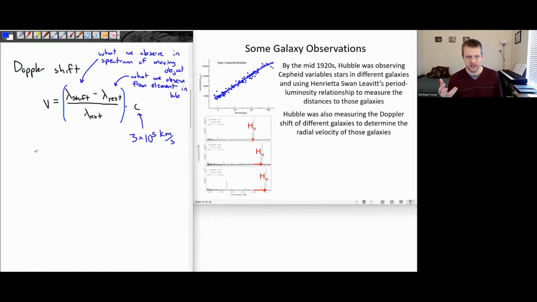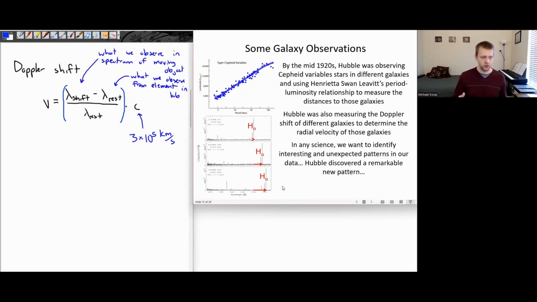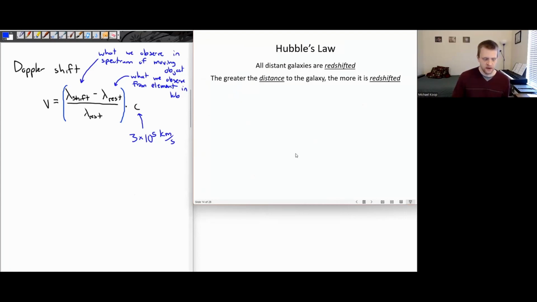So again, Hubble had access to the best telescopes in the world at the time. So he was able to make these measurements of, well, how fast are all these galaxies moving? And as I've mentioned before, in science, when we start to gather data and get a large quantity of data, what we want to try to do is find patterns in that data. And Hubble was able to find a remarkable new pattern after making some of these measurements. Here is the pattern that we refer to as Hubble's law, and that's going to be the main topic for the rest of this session. So Hubble's law.